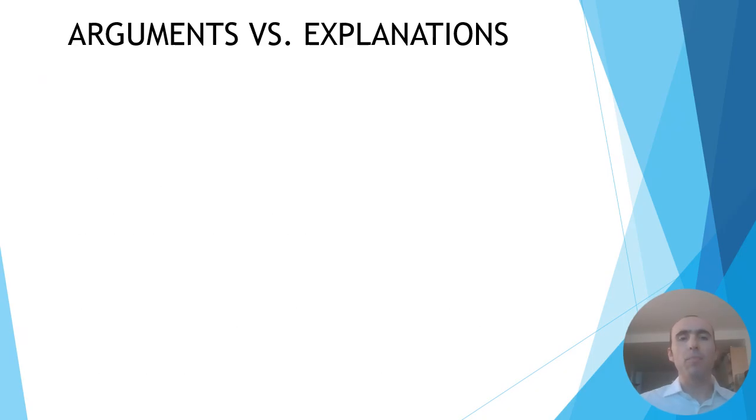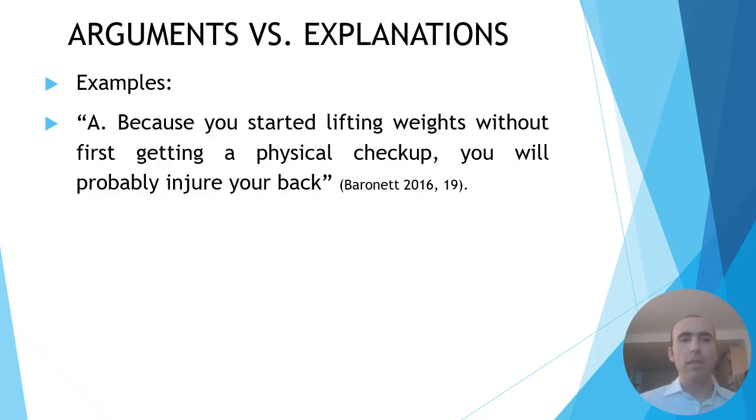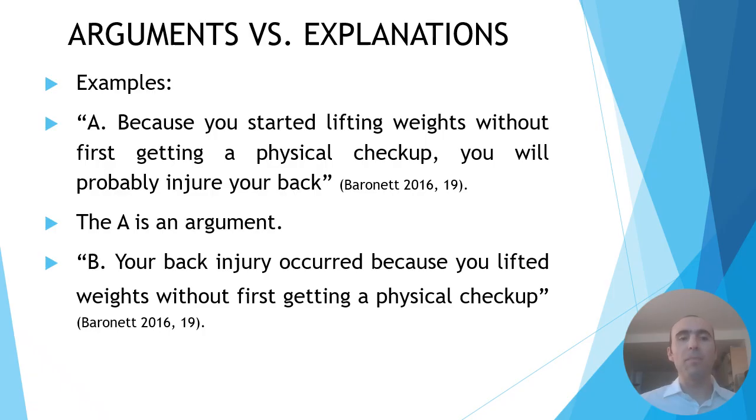Let's look at two examples. A. Because you started lifting weights without first getting a physical checkup, you will probably injure your back. What do you think? Is this an argument or an explanation? A is an argument because, as you can see, it is establishing a conclusion that you will probably injure your back, but we don't know if that is either true or false. It is uncertain.